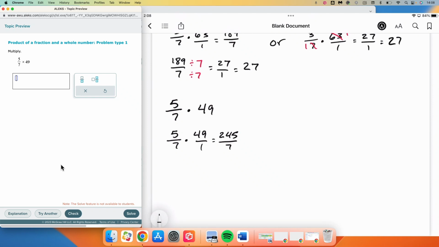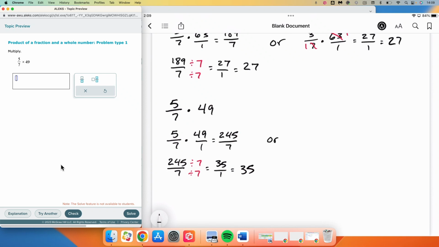And again, this is a great place to use a calculator to say, hey, is 245 divisible by 7? The answer would be yes. You would end up with 35. And so 245 over 7, if I divide both the numerator and denominator by 7, I get 35 over 1, which is equivalent to 35.